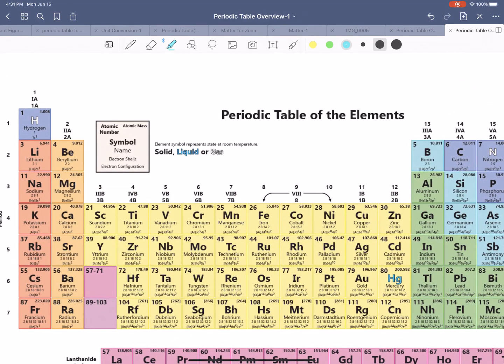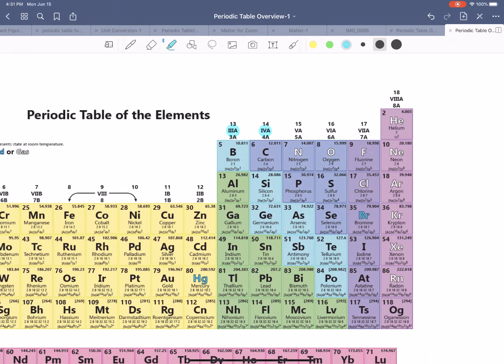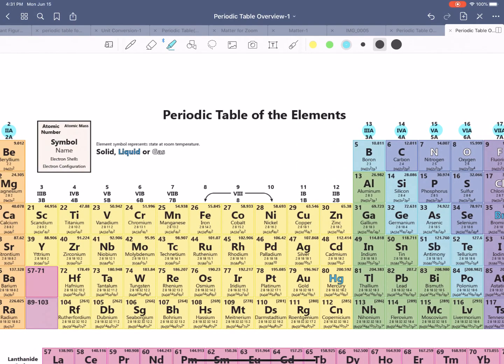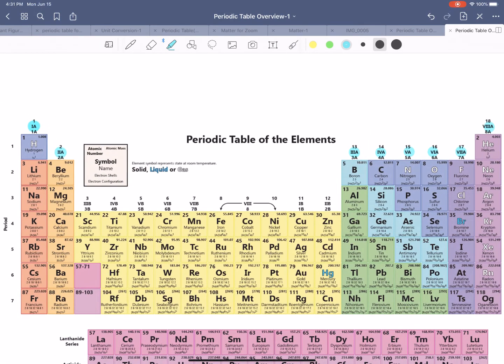A second way to look at it is to consider the second number. For the main group elements, the groups are labeled as A's. So this is 1A, 2A, 3A, 4A, 5A, 6A, 7A, 8A. All the main group elements or representative elements are called A's. And the transition metals are labeled as B's. 1B, 2B, 3, 4, 5, 6, 7, and all 3 of these are 8.